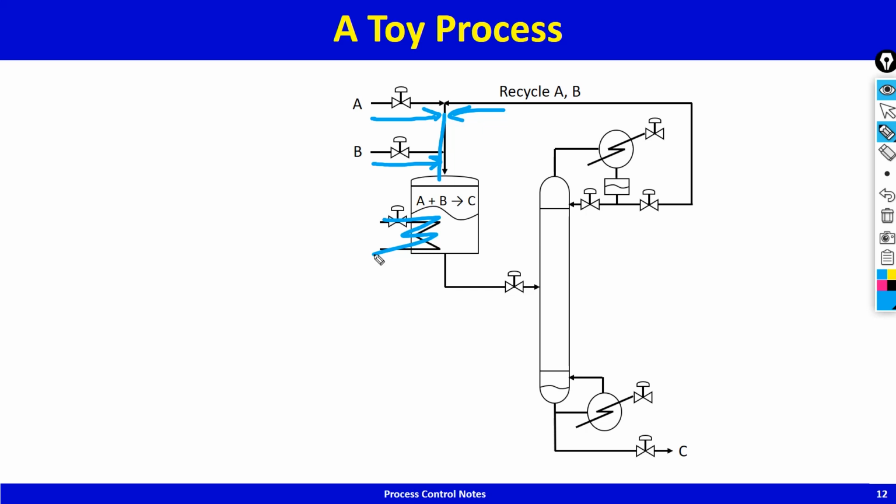Single pass conversion is not 100%, let's say it's 30%, 40%, 50%. So there's a significant amount of unreacted A and B in the reactor effluent. So this reactor effluent is sent to a column. Heavy C drops out down the bottom. A and B, which are lighter than C, go up, and these are recycled. So that's your process.